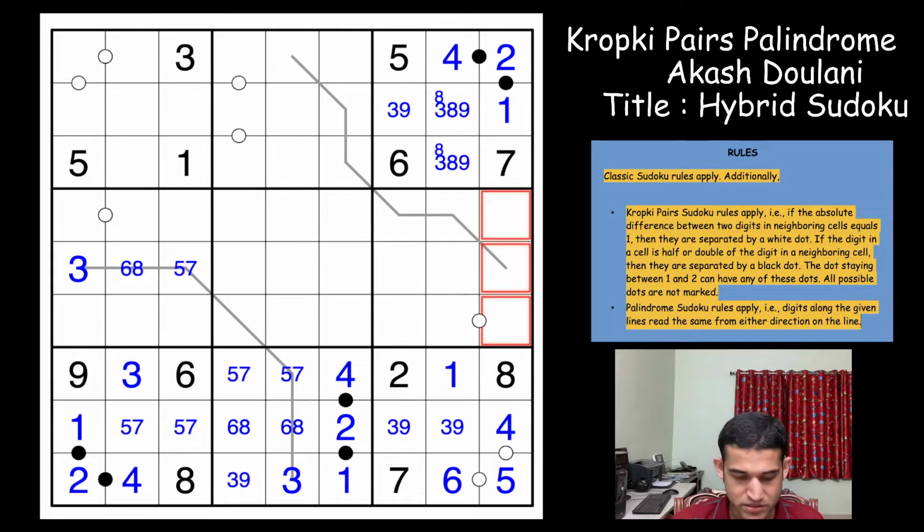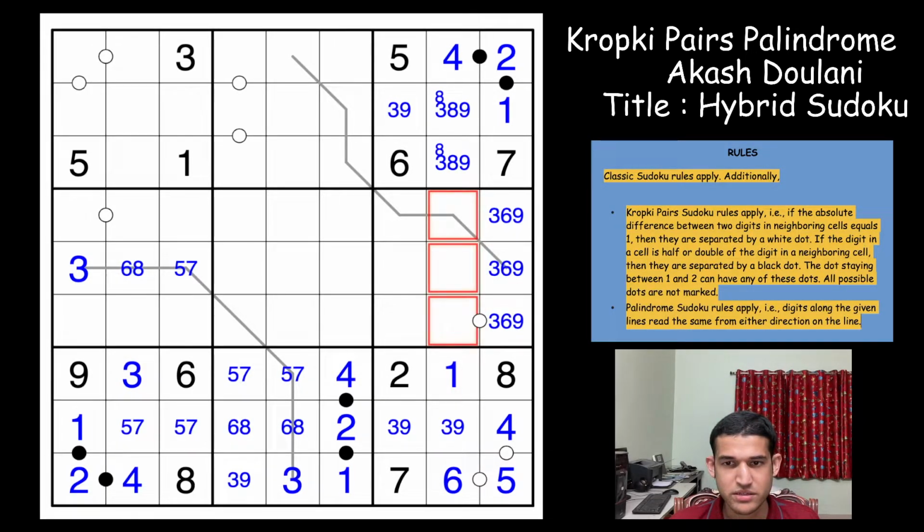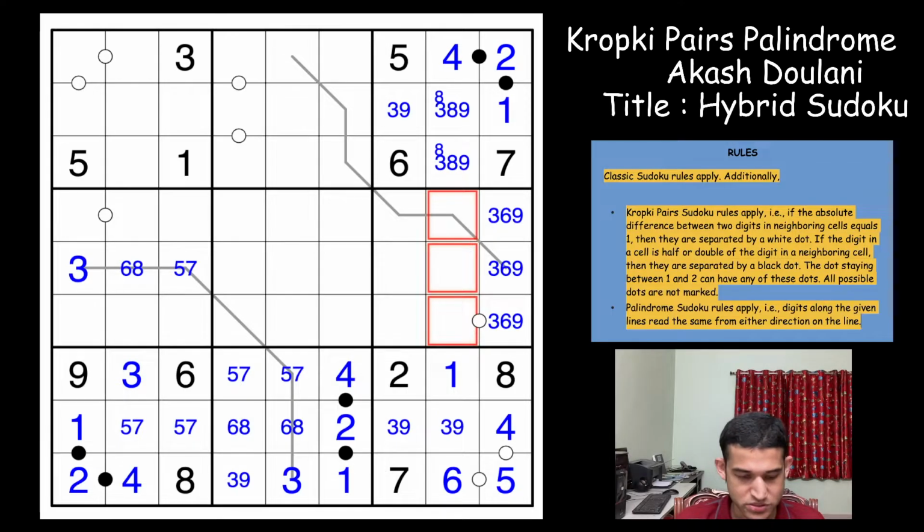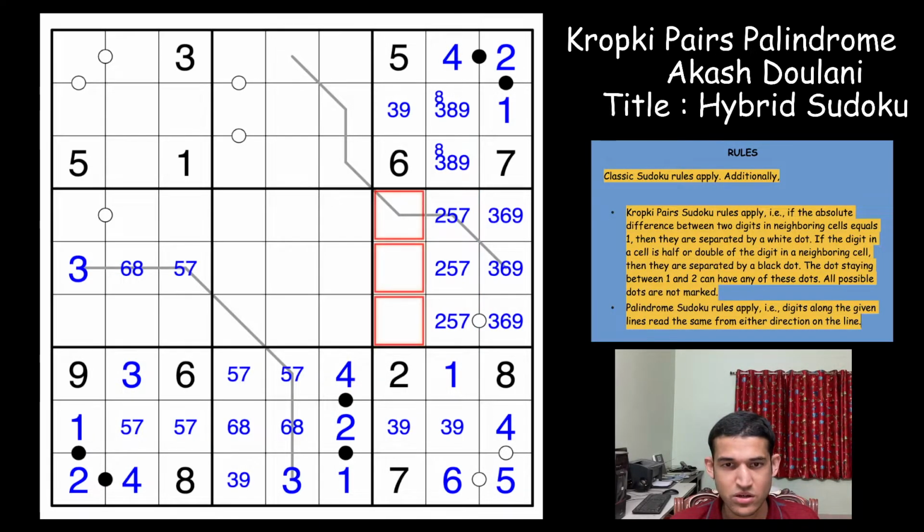So this would have to be a 3, 6 and 9. This would have to be 3, 8, 9, 1, 4, 6, so 2, 5, 7. And this would have to be 1, 4 and 8. So we can try eliminating some possibilities. This cell corresponds to this cell on the palindrome. You can notice that it cannot be 1 or 4. So this would have to be 8. This would have to be 8.